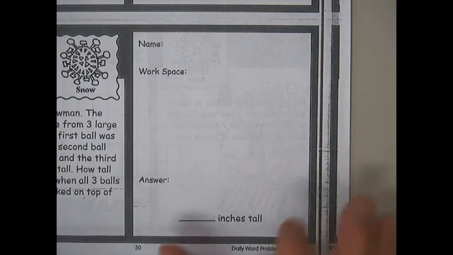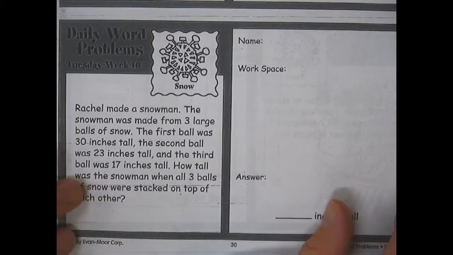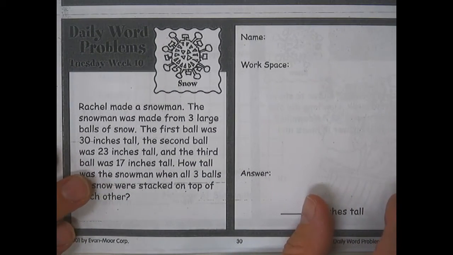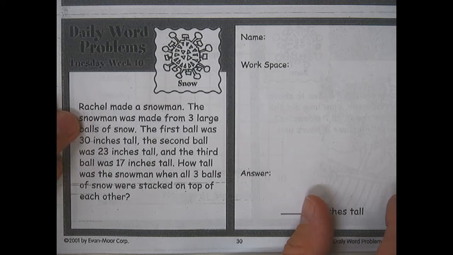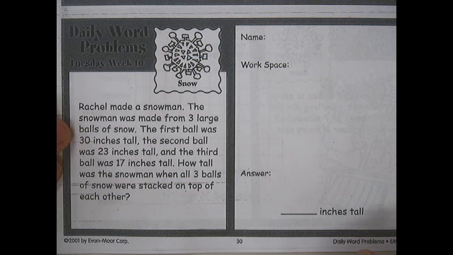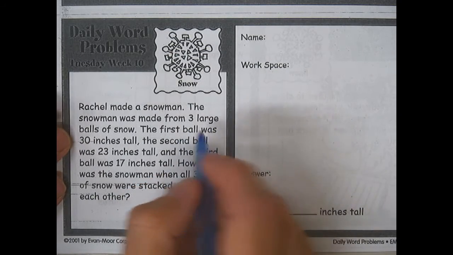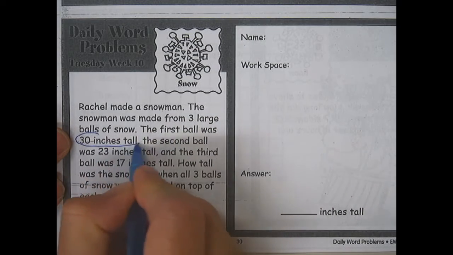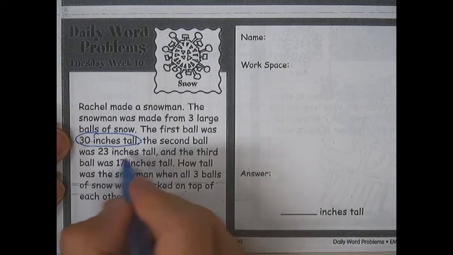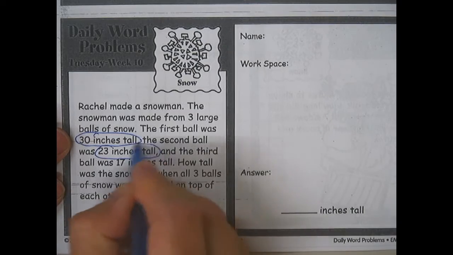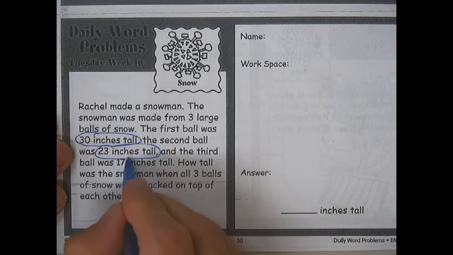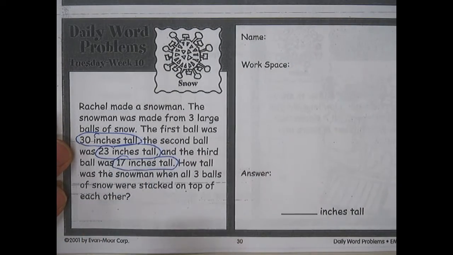All right, let's see what we got here for Tuesday snow. Ugh. The thought of snow just makes me shiver. Rachel made a snowman. The snowman was made from 3 large balls of snow. The first ball was 30 inches tall. The second ball was 23 inches tall. The third ball was 17 inches tall.